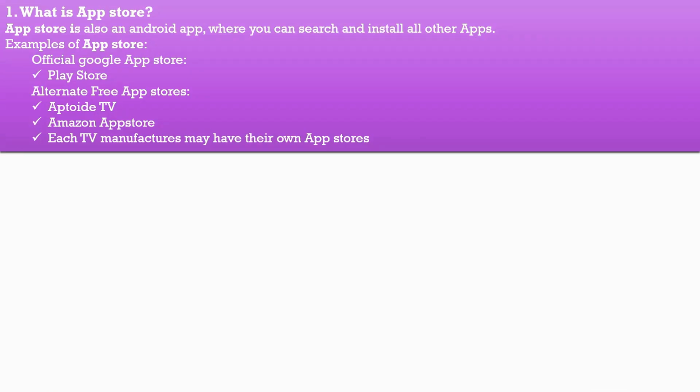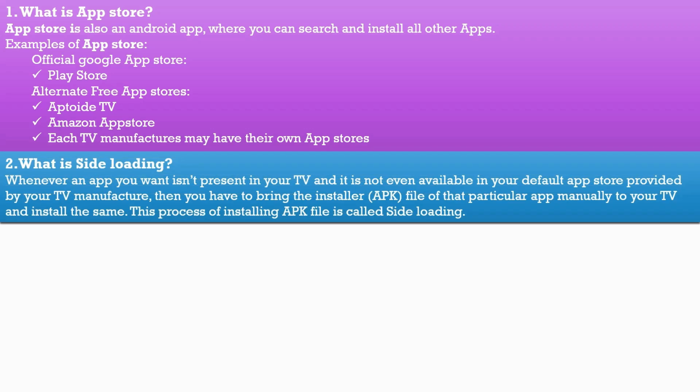Before jumping into the core, some facts. What is an app store? Well, an app store is also an Android app, where you can search and install all other apps. What is sideloading? Whenever an app you want is not present in your TV, then you have to bring the APK file of that particular app manually to your TV and install the same. This process is called sideloading.